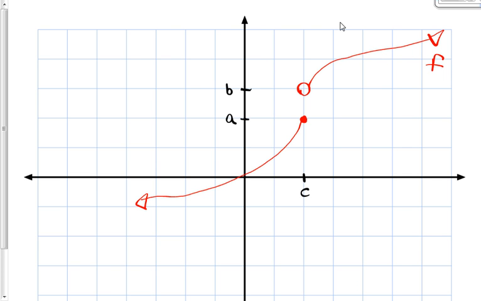Okay, so today I'd like to talk a little bit about continuity at a point. So we're going to start off with some function, let's call it f, and we're going to look at what happens to that function at a specific x value. Let's fix that x value at c. All right, and we're going to talk about continuity.